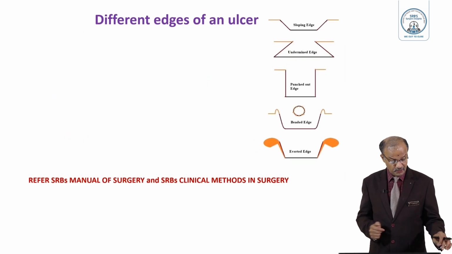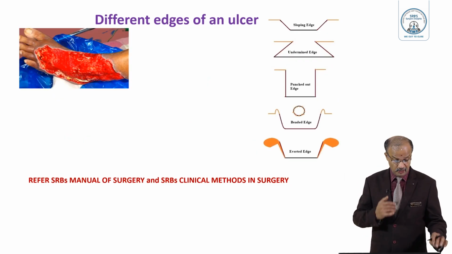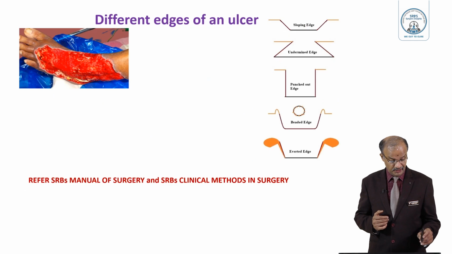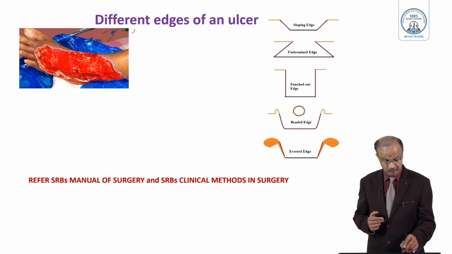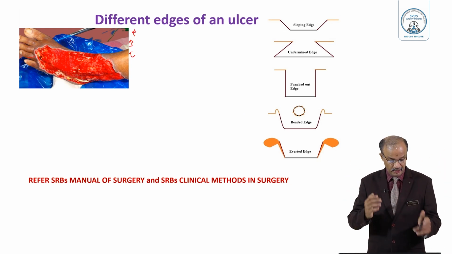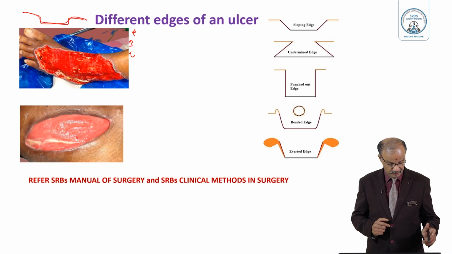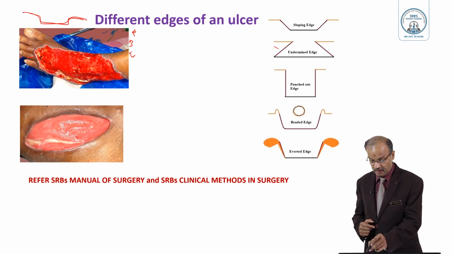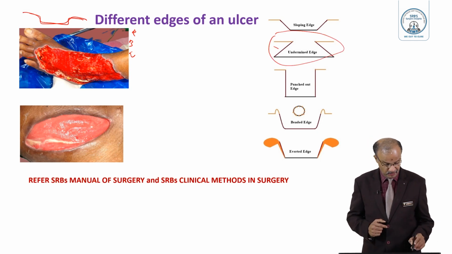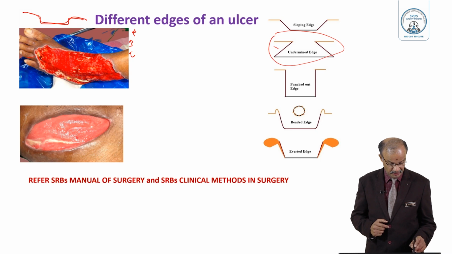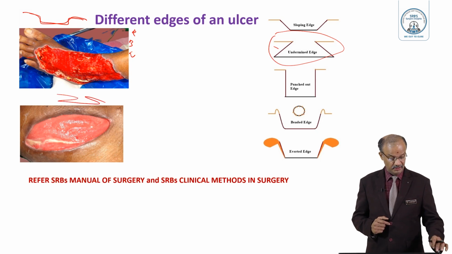So different edges, I'll just go through the clinical look. See that this is a typical healing ulcer. Red, blue epithelium, scar tissue white. Red, blue, white. It is sloping, like this, a sloping edge. So this is an undermined edge, tuberculosis. Here you can see the tuberculous ulcer, like this undermined edge, typical.